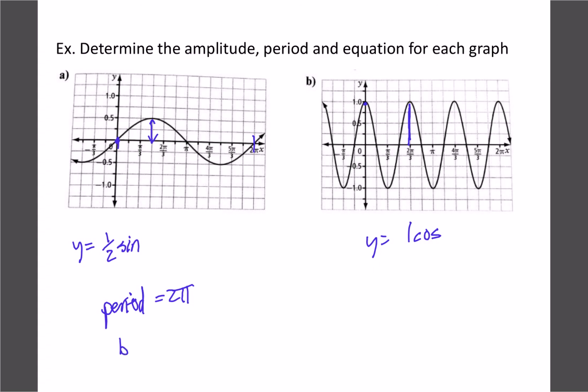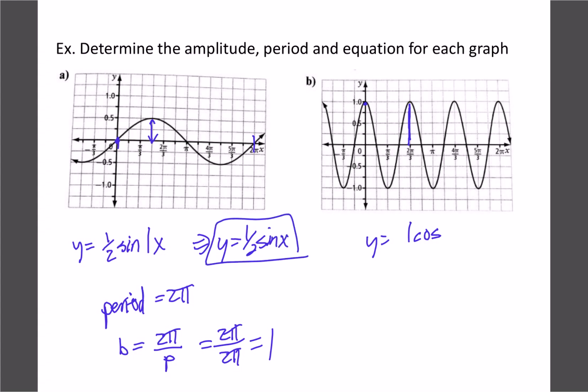remember now we basically just go 2 pi divided by b to get period, or we can go 2 pi divided by period to get b. So 2 pi divided by 2 pi is 1. That means we just get sine of 1x, and we don't need to write the 1 in there. So this equation would be 1/2 sine x, and we're done.